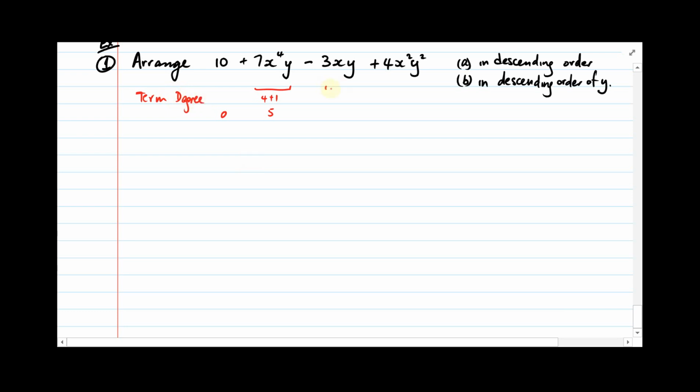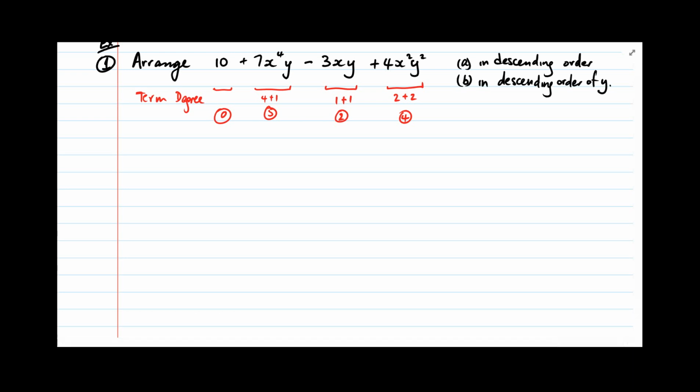Going on, the degree on x is 1, the degree on y is 1, so the overall degree of the term is 2. The degree on x is 2, the degree on y is 2, so overall degree is 4. So all different degrees or powers here, and so we will now write in order. We're asked to put it in descending order, so highest order term first, and so I would write the highest order is the 5th, then 4th, then 2nd, and then 0.